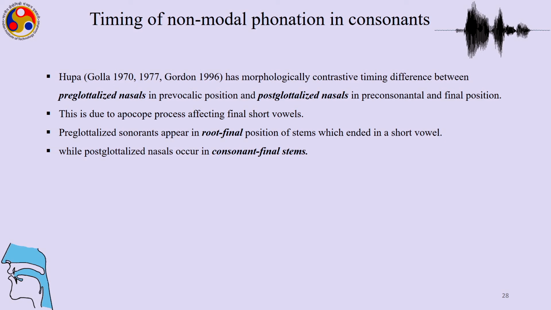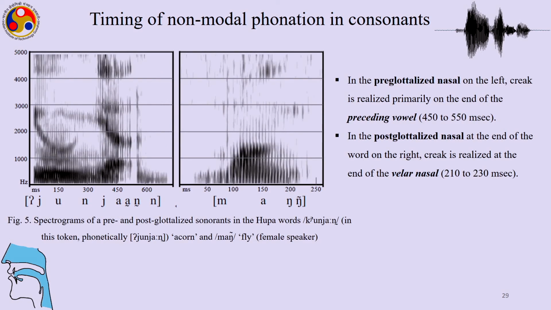The timing of non-modal phonation in consonants can be either pre-glottalized or post-glottalized. In the pre-glottalized nasal, on the left, as we can see, the creak is realized primarily on the end of the preceding vowel, and in the post-glottalized nasal, at the end of the word, creak is realized at the end of the velar nasal here.